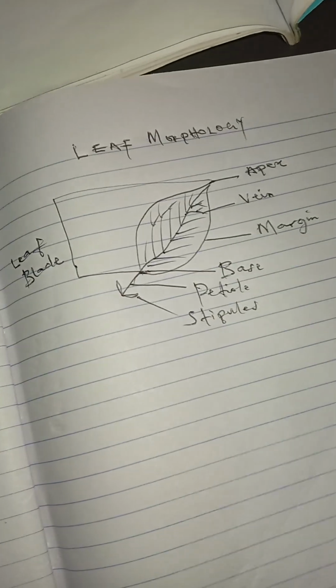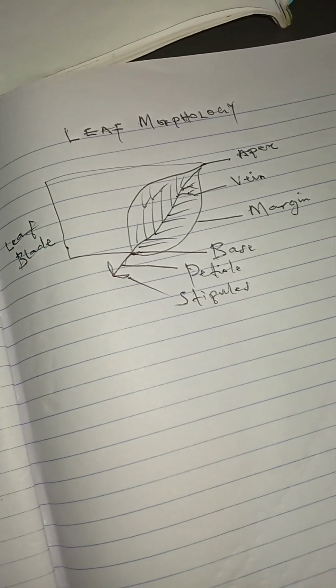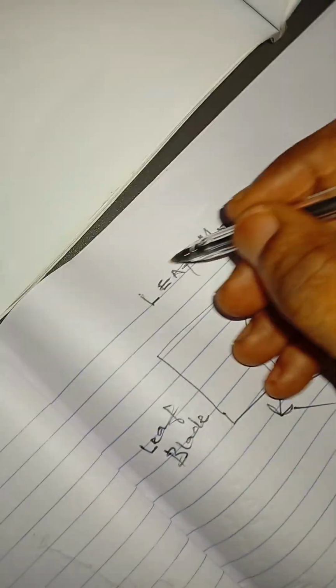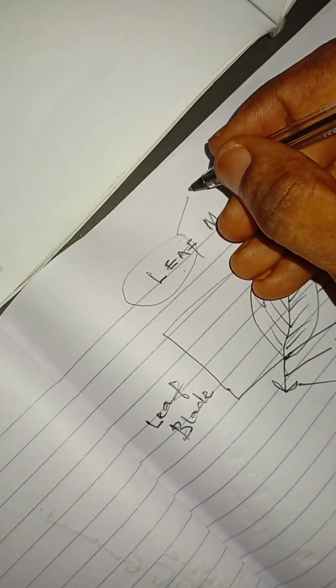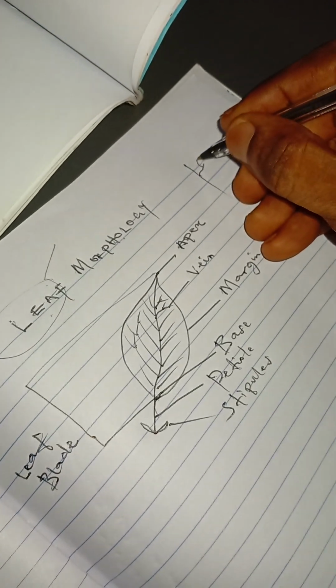All right, so this is like a summary that can give you an idea concerning your assignment on leaf morphology. Remember, when we are talking about leaf morphology, the leaf is a photosynthetic organ to a plant, to the body of a plant. I have a plant here.